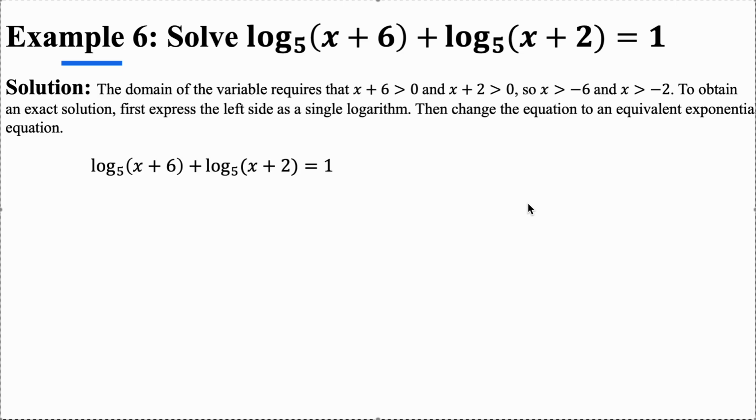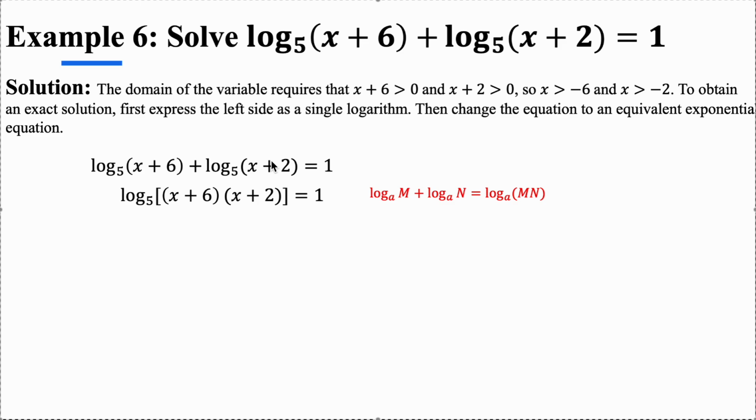So let's go ahead and go through the process here. We're going to apply that addition property, or the product property. If you're adding two logarithms, you can condense that into a single logarithm by applying this condition here, by multiplying what's inside the parentheses basically.